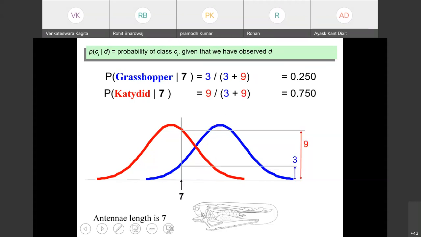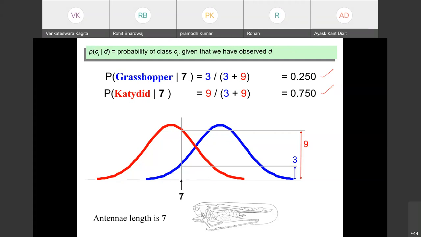Similarly, suppose you find an insect whose antenna length is 7. What is the probability that it is a grasshopper and what is the probability that it is a katydid according to the underlying distribution? We can see the frequency of the katydids and the frequency of the grasshoppers, compute the corresponding probabilities and assign the label. In this case we have got the probability of grasshopper as 0.25 and the probability of katydid as 0.75. Therefore we assign the label katydid to this particular example, right?